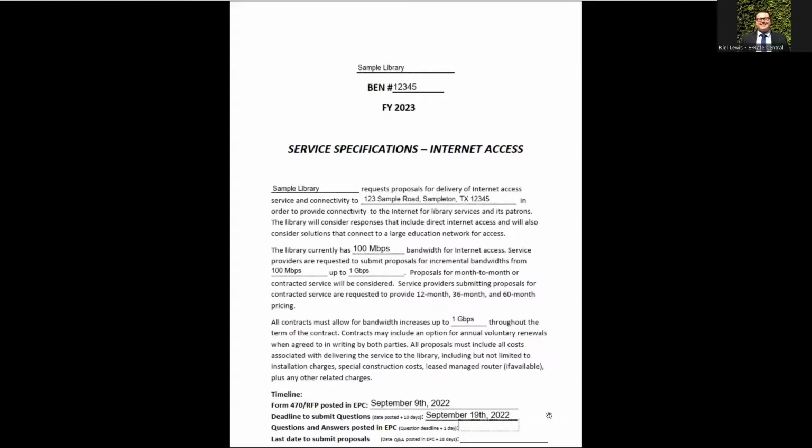RFP amendment attachment, in which you lay out the questions that you received from vendors during that Q&A period, in addition to your answers to them in a single document. This makes it so that all questions asked of the library and those answers can be publicly and openly shared with all potential service providers and all potential bidders on these services.